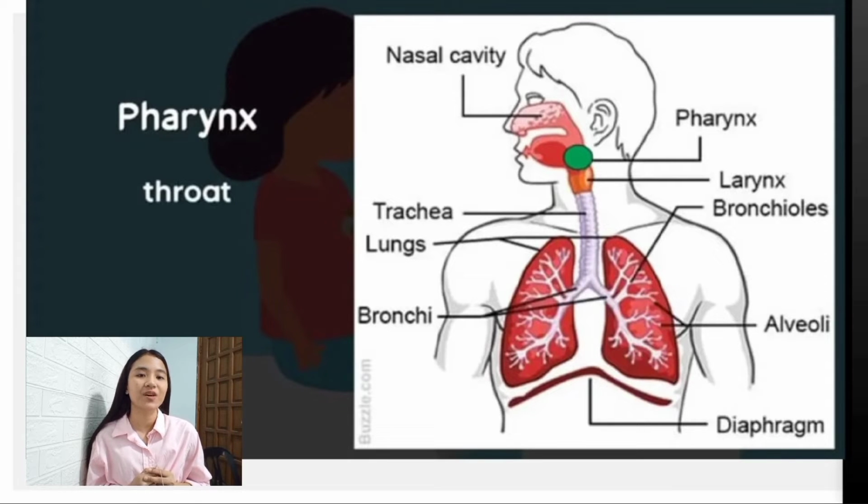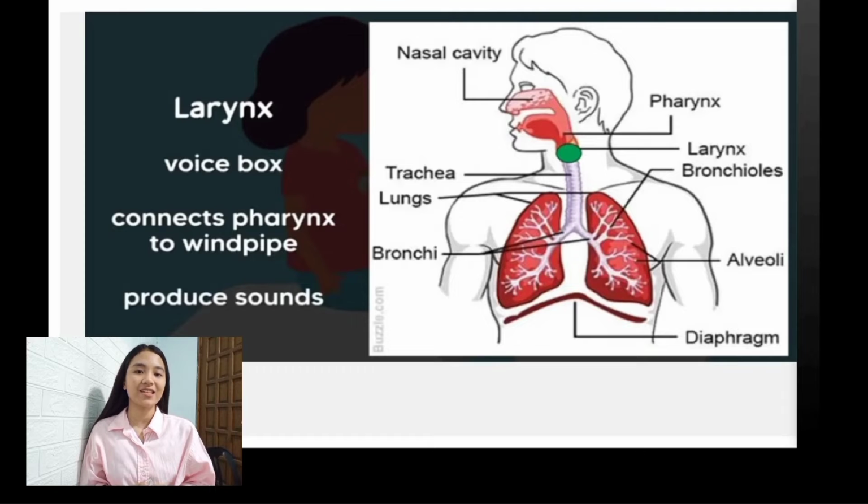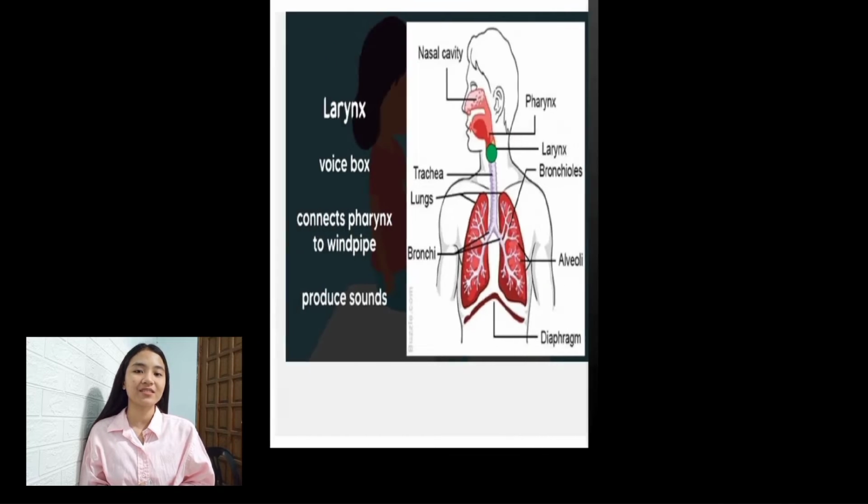The pharynx is also known as the throat. It is the muscular pipe that connects the nose and mouth to the larynx and esophagus. After the pharynx, air molecules pass through the larynx. It is just a short airway that connects the pharynx to the windpipe. It is also known as the voice box.